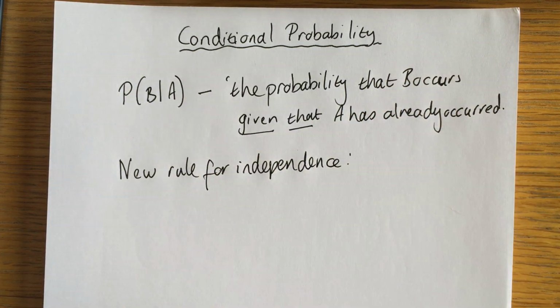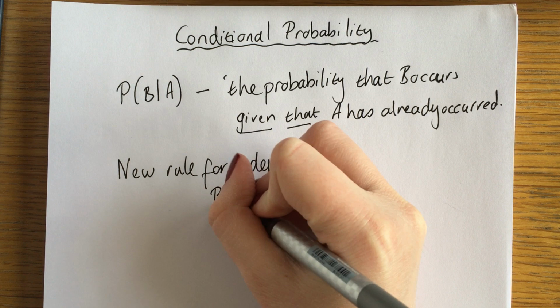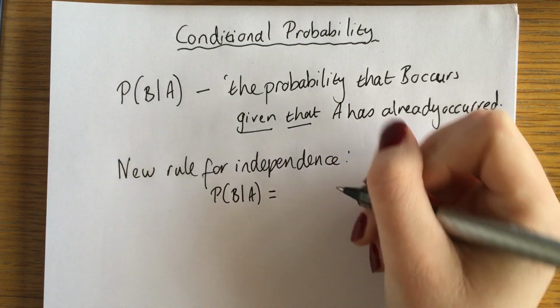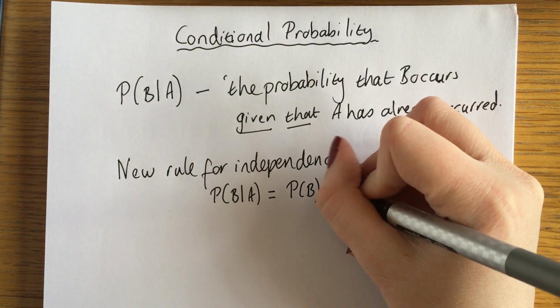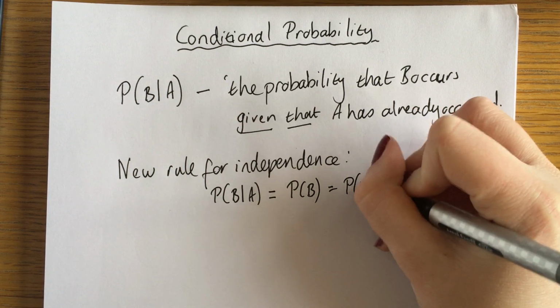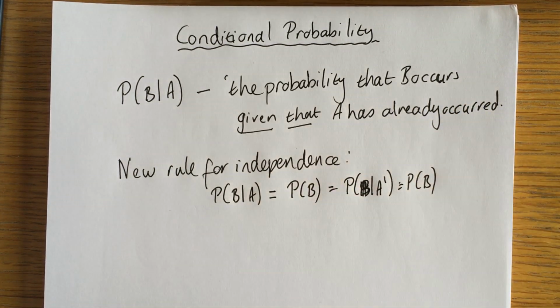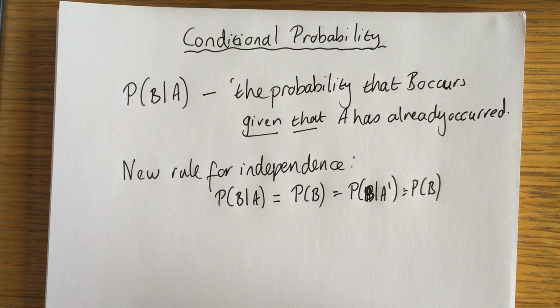because if they are independent, then the probability of one happening already shouldn't impact the probability of the other. So the probability of B given A is just the probability that B happens, because it shouldn't impact each other. There should be no impact. That also means that the probability of B given that A hasn't happened is also just the probability of B, because they shouldn't impact each other at all. So we can use this rule as well to determine independence.